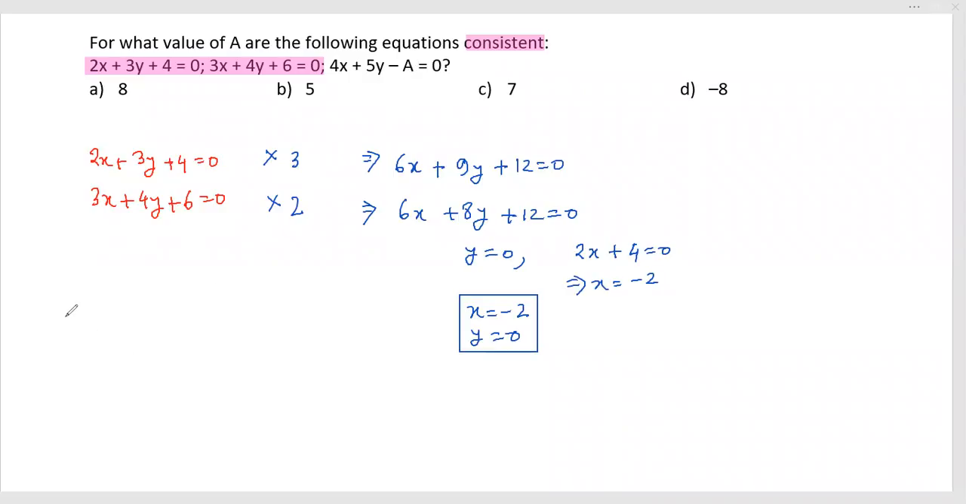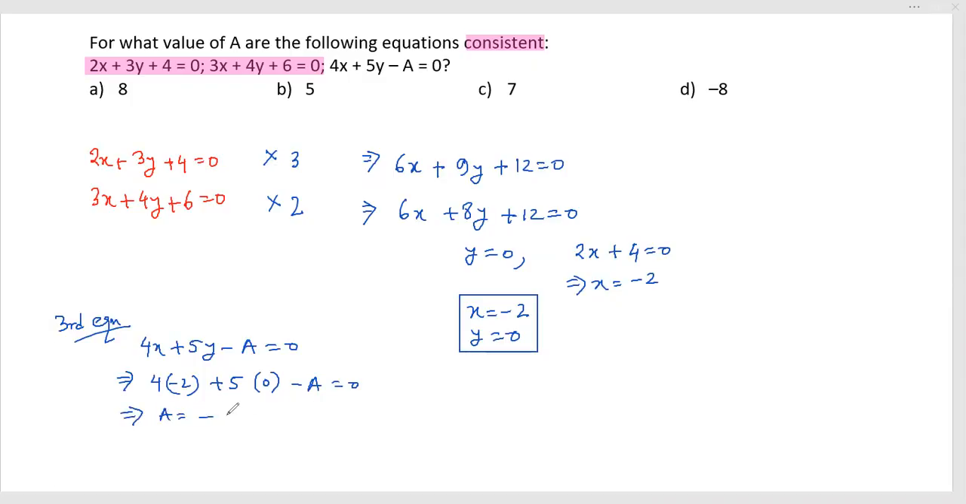So in the third equation, 4x plus 5y minus a equal to 0. To get the value of a, we need to fit the same value of x and y. That means 4 into minus 2 plus 5 into 0 minus a equal to 0. That means our a is equal to minus 8. So option D would be my answer in this case. This will give the consistency of the equation.